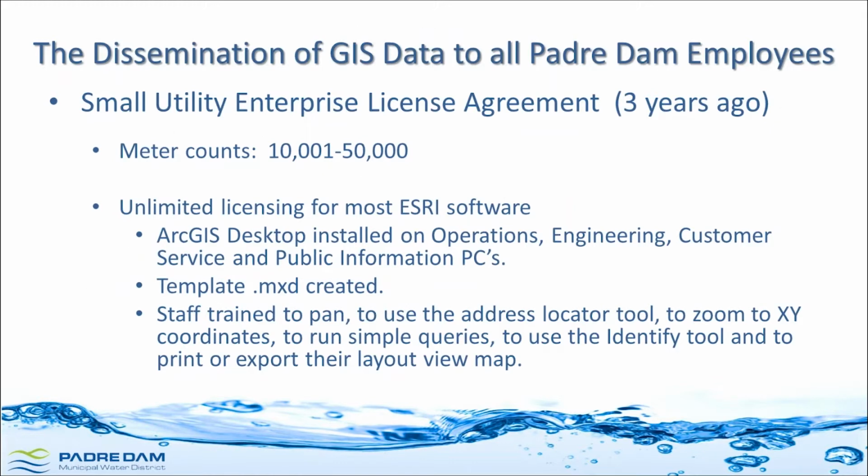So our enterprise efforts at Padre Dam started about 3 years ago as we acquired the small utility enterprise license agreement. Because we have between 10,000 and 50,000 accounts, that was the right size for us. This allowed us unlimited licensing for Esri software. We installed ArcGIS for Desktop across operations, engineering, customer service, and public information PCs. This covered most of the staff at Padre Dam who now had access to information at their desktop.